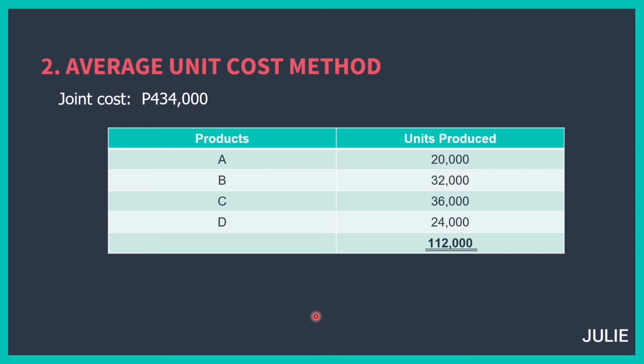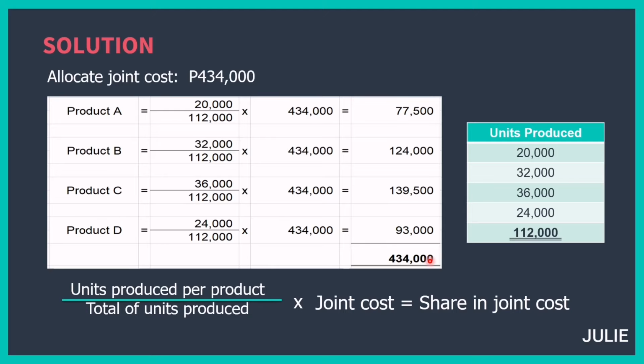Unlike earlier, in market value method, we used market value at split off and units produced. Here in average unit cost, we will only use units produced. For product A, we have 20,000. For product B, 32,000. For product C, 36,000. For product D, 24,000. The total units produced is 112,000. So we will now allocate the joint cost 434,000 using the average cost method.